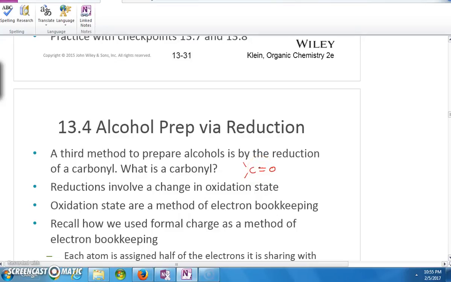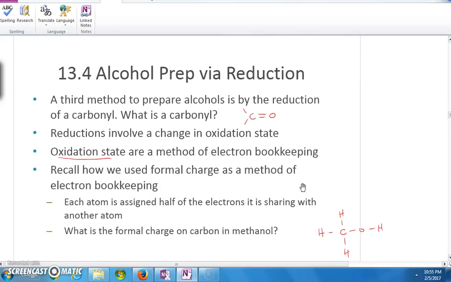Now, reductions involve a change in oxidation state. And we know that the oxidation state is a method of electron bookkeeping. Recall how we use formal charge as a method of electron bookkeeping. Each atom is assigned half of the electrons it is sharing with another atom. So if you consider the formal charge of carbon, carbon usually has 4, but if we break each bond in such a way that each atom is assigned half of the electrons, carbon will have 4. And so the formal charge of carbon in methanol will be 0.